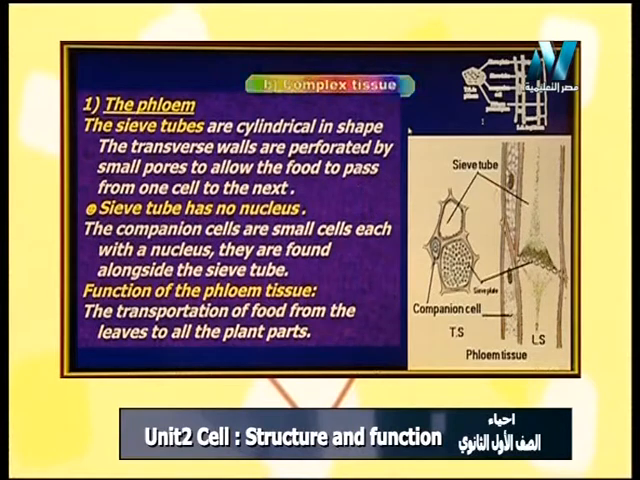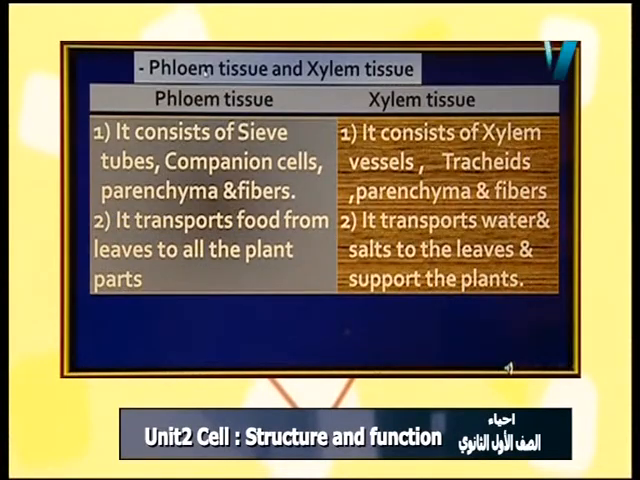The function of the phloem is the transportation of food from the leaf to all the plant parts. So we have plant complex tissue: xylem and phloem. The comparison between xylem and phloem. The phloem consists of sieve tubes, companion cells, parenchyma and fibers. But the xylem consists of vessels, tracheids, parenchyma, and fibers. The function of the phloem is to transport the food from the leaf to all the plant parts, but the xylem transports water and salts from the root to the leaf and supports the plant.